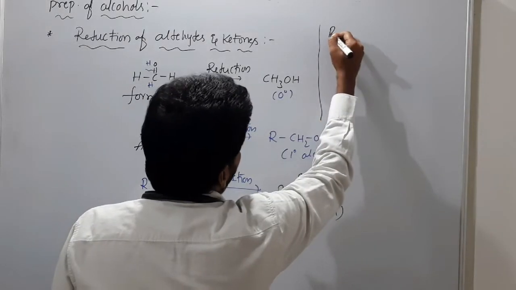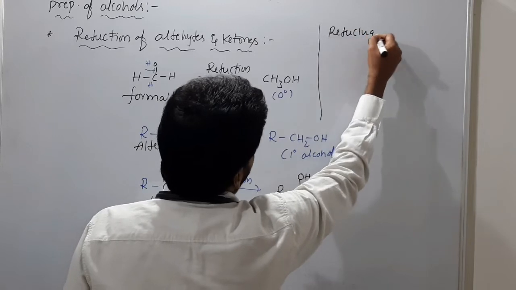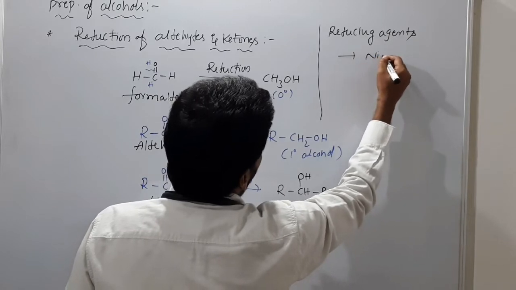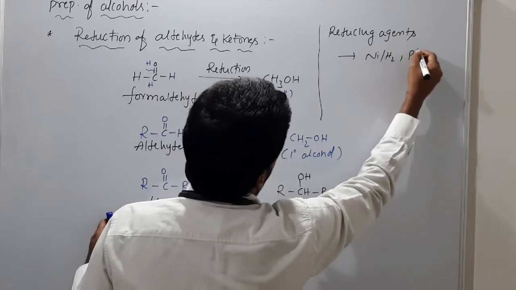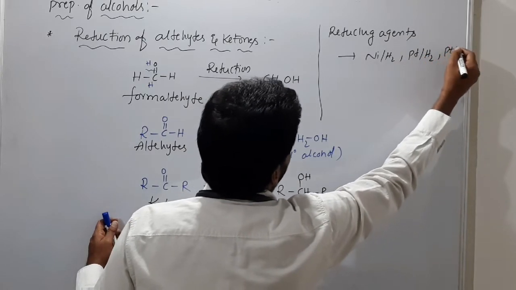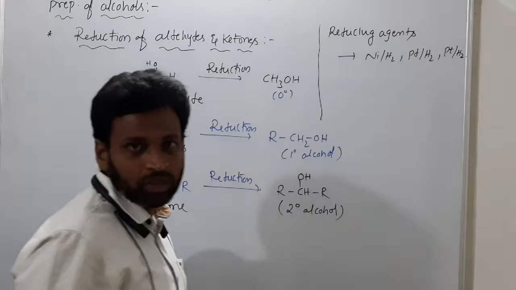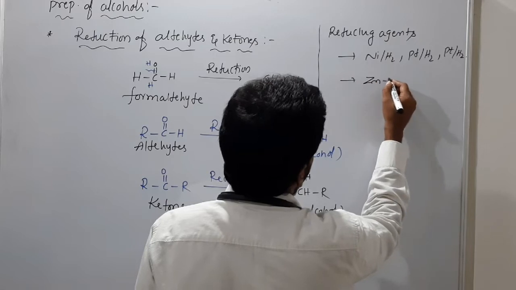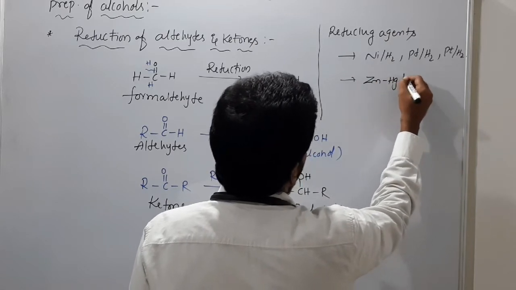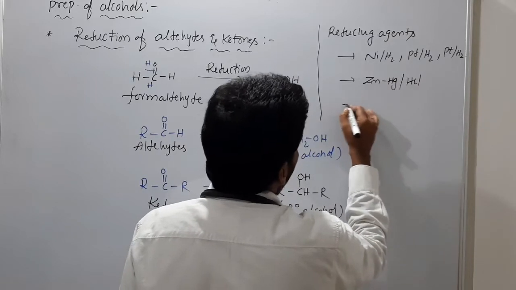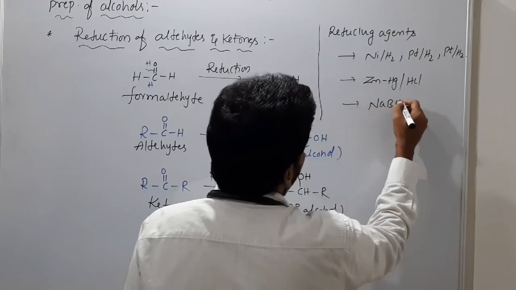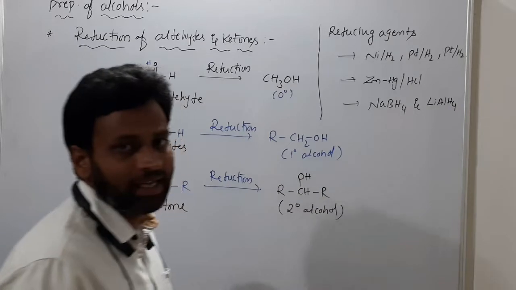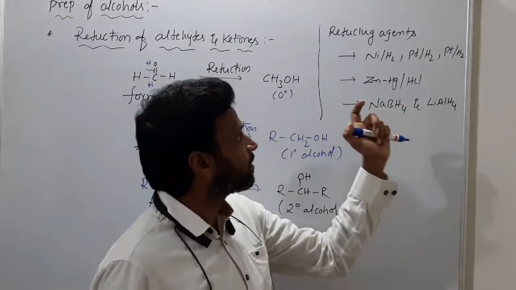Now let's see the reagents used here. What are the reducing agents? Reducing agents used are nickel by H2, or palladium by H2, or platinum by H2, like that we use. Zinc amalgam by HCl. These are reducing agents. And one more reducing agents like NaBH4 and LiAlH4. These all are the reducing agents.